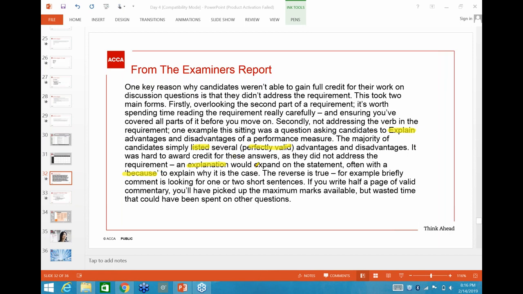Okay, another reason why students fail. The reverse is true. For example, briefly comment is looking for one or two short sentences. If you write half a page of valid commentary, you'll have picked up the maximum marks available, but wasted time that could have been spent on other questions. So you're writing half a page. When they say briefly comment, you'll get the marks, but as they said, you're wasting a lot of time. Okay. So this is again another thought to keep in mind. Let me clear that off and move on to the next slide.